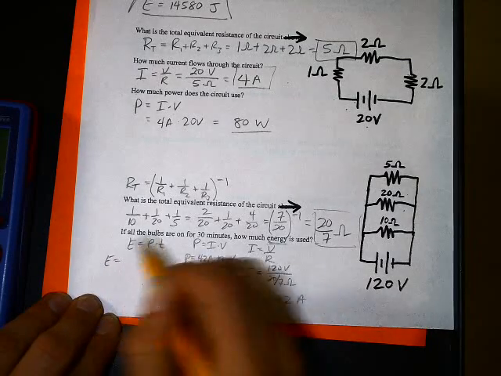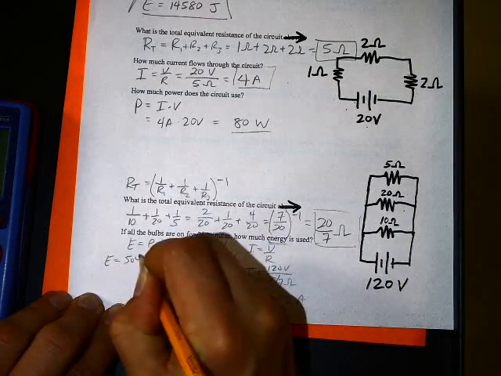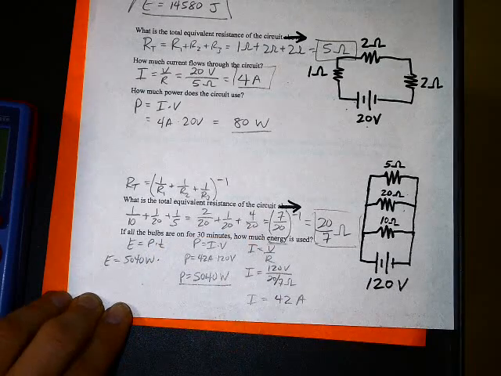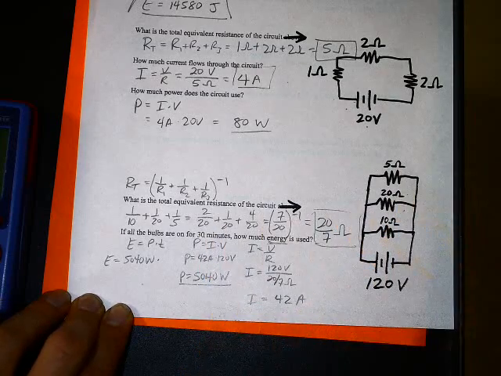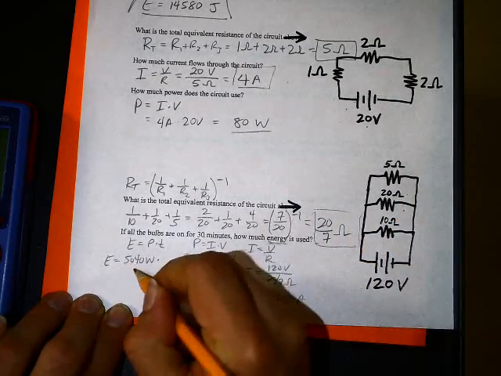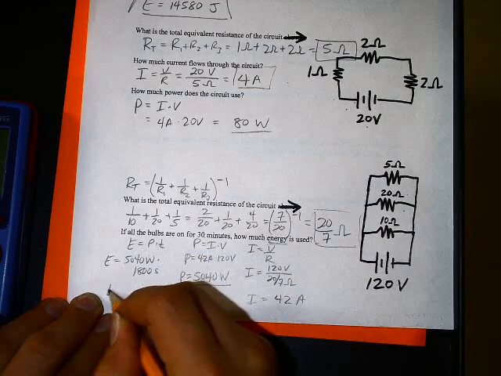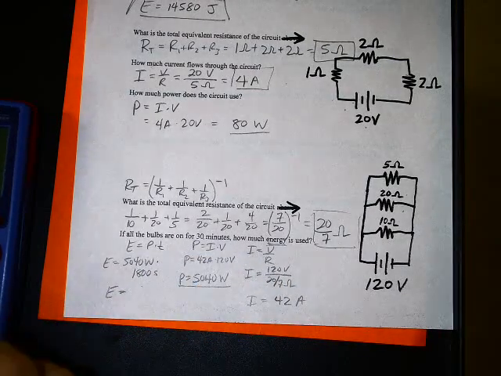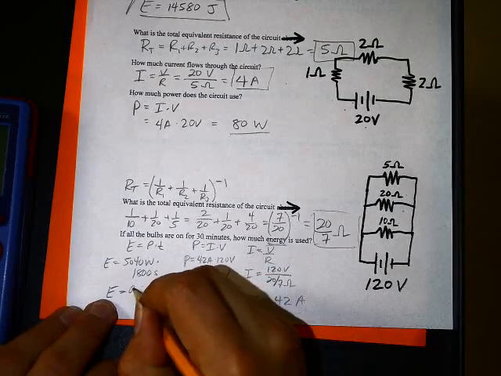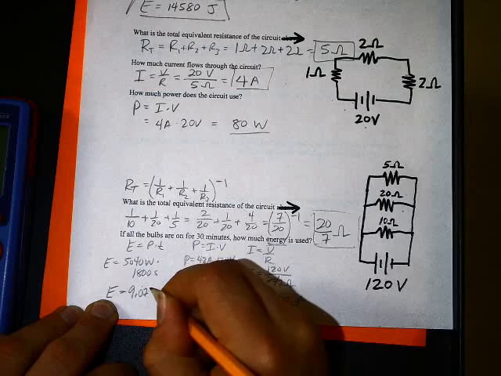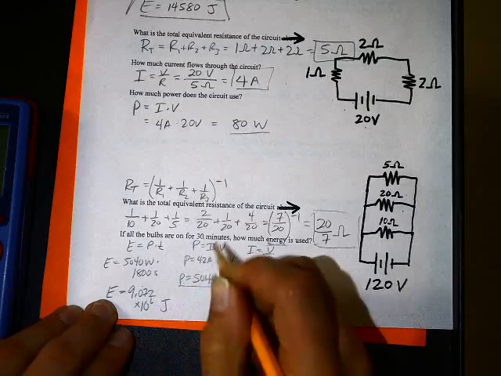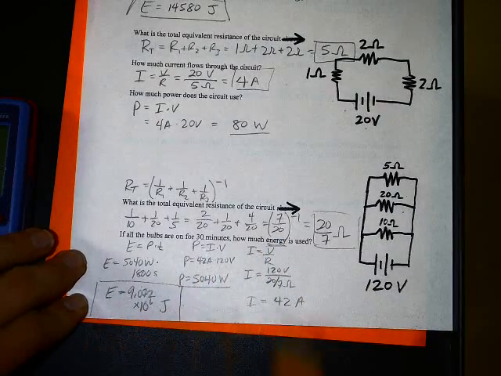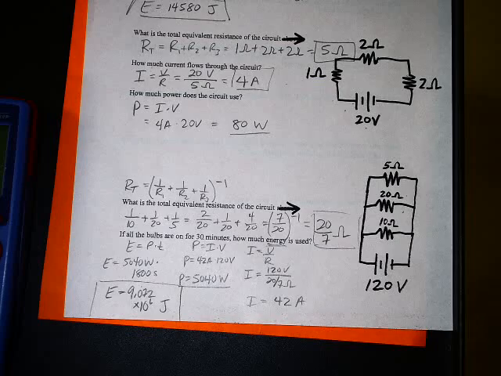And finally, energy is power times time. So 5,040 watts multiplied by the time, which is 30 minutes. 30 minutes times 60 seconds per minute is 1,800 seconds. So we get a total energy of a very large number. So 9.072, if you'd like, times 10 to the 6th joules. So 9.072 times 10 to the 6th joules of energy was consumed.